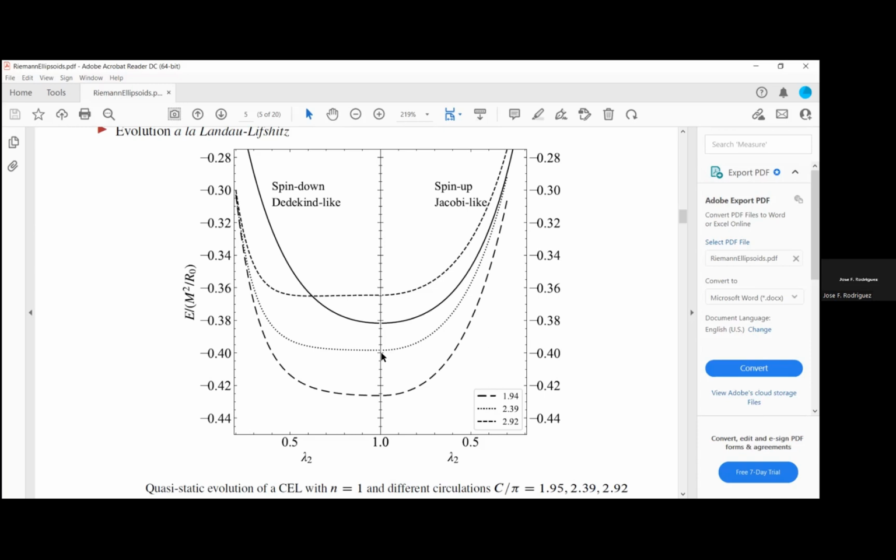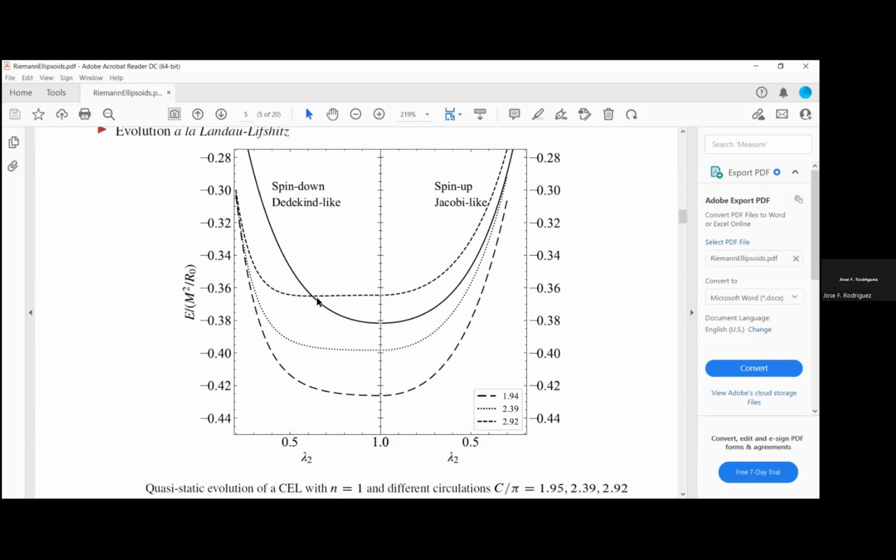If the final point is after the secular instability, the Maclaurin ellipsoid can continue evolving towards the Dedekind-like ellipsoid. The Dedekind ellipsoids are football-ball-shaped ellipsoids. The shape is also like a football ball, but they are not rotating.